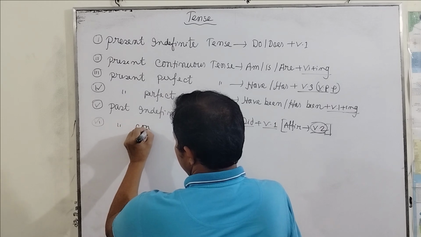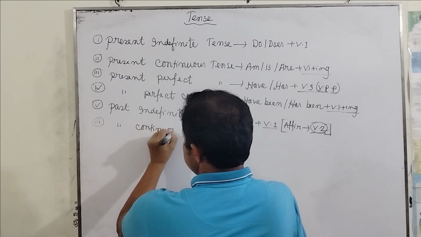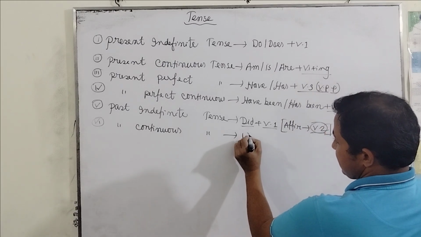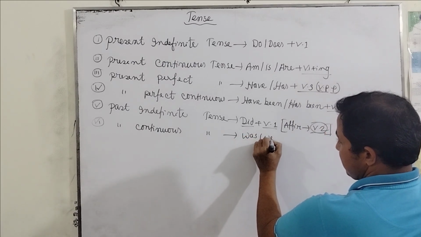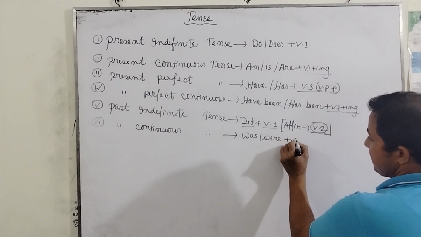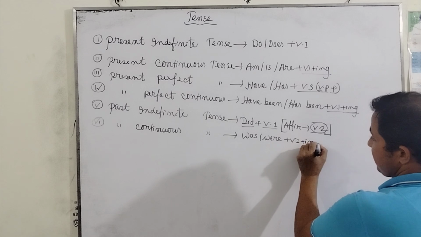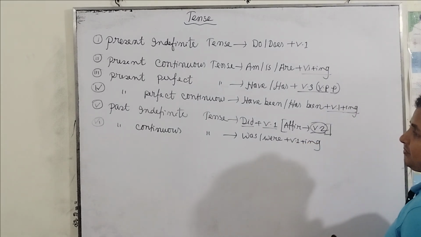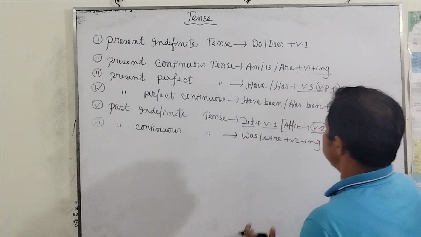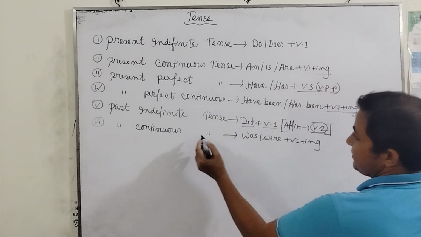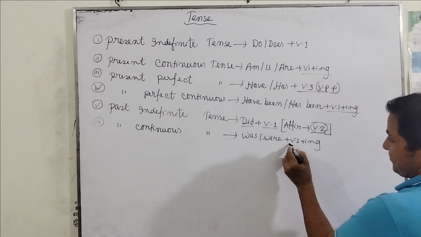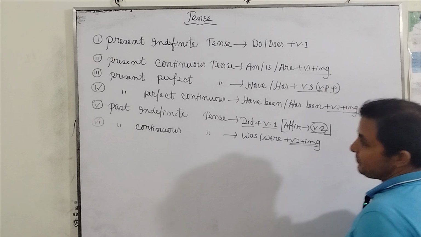Past continuous tense. Past continuous tense: was, were plus B1 plus ing. Again, if you look very closely, you will find every continuous tense must take B1 plus ing after its auxiliary verb.